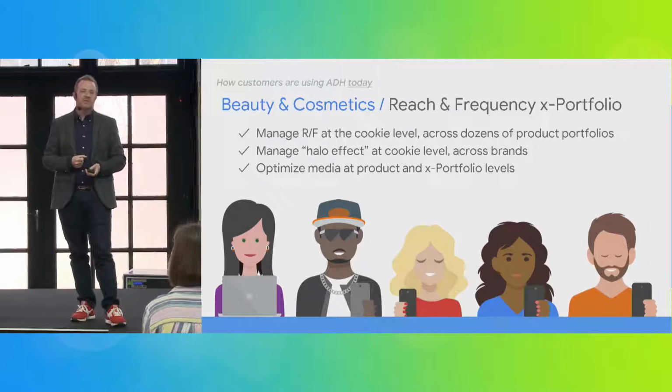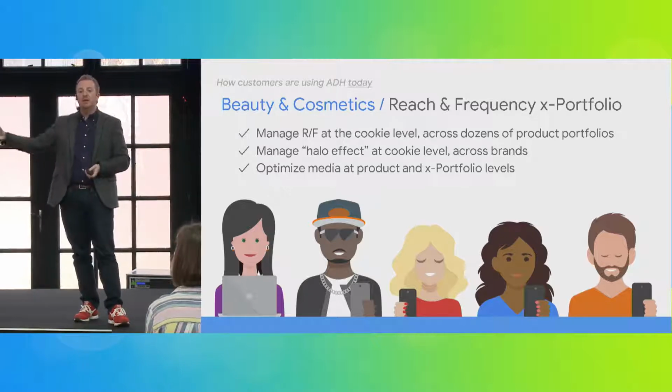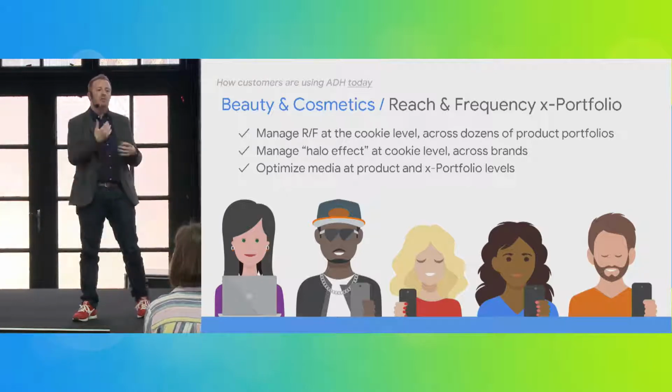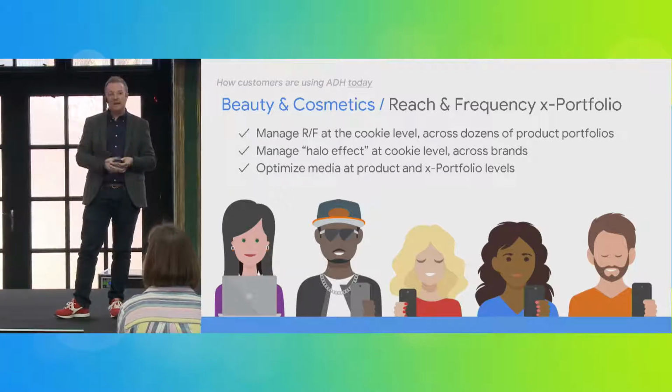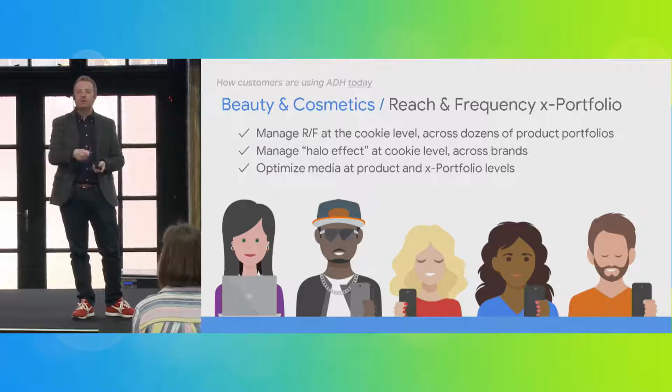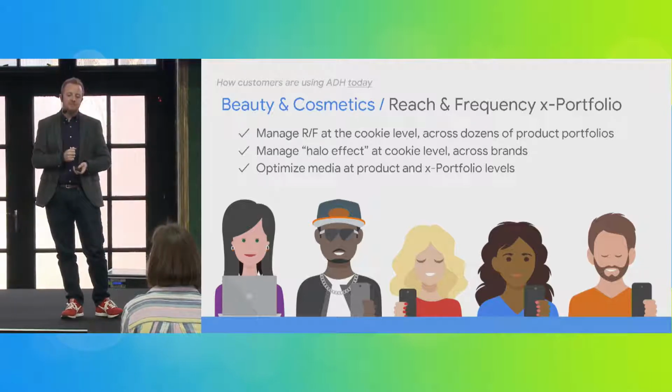Ads Data Hub allowed them to take data from multiple Display and Video 360 partner accounts, combine them together, and then bring reach reporting and ask how much they were actually exposing their users. They were then able to do manual optimizations to see which campaigns were causing overexposure and reduce their media wastage.